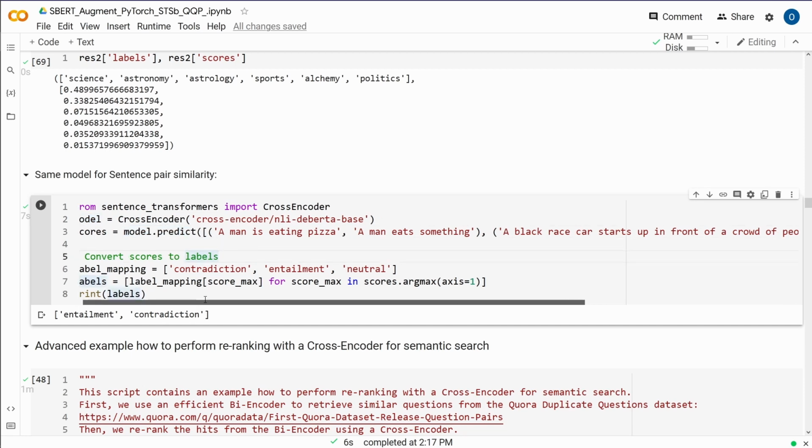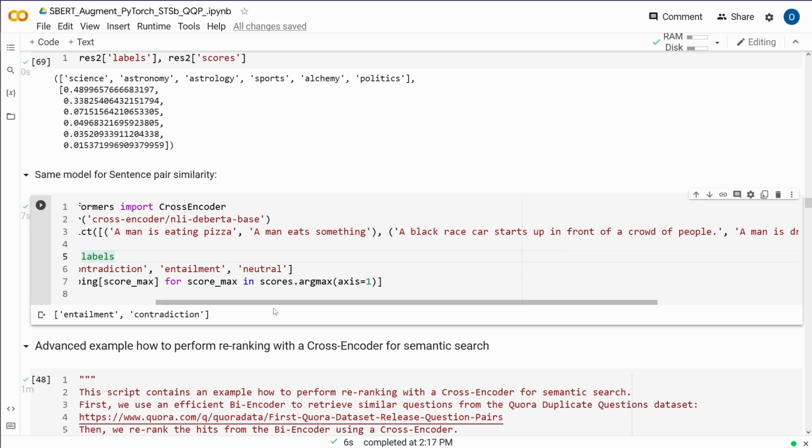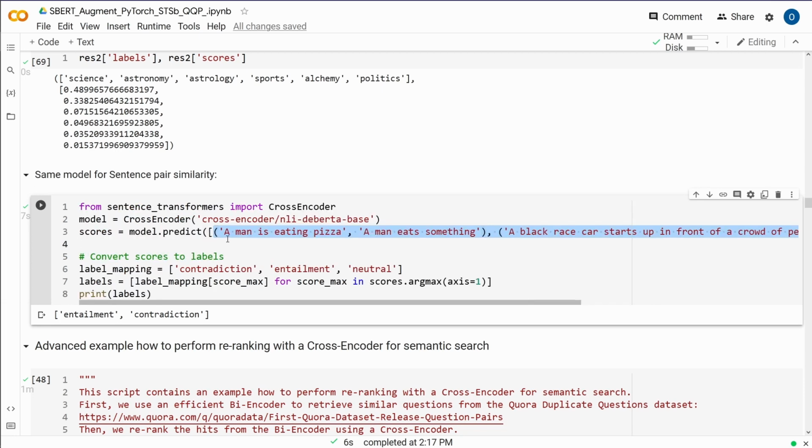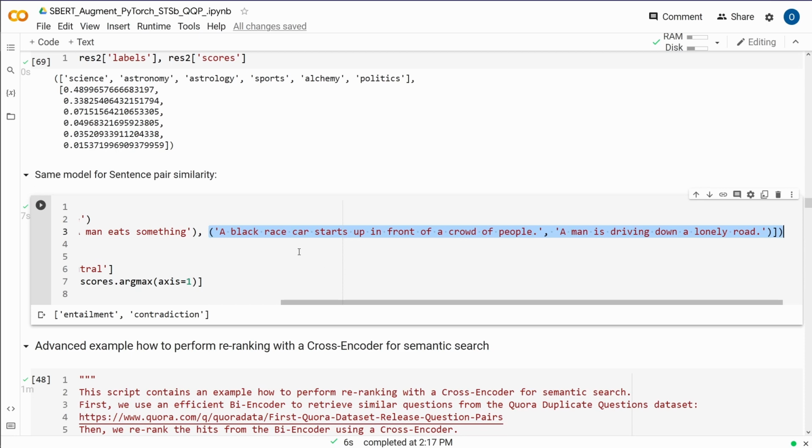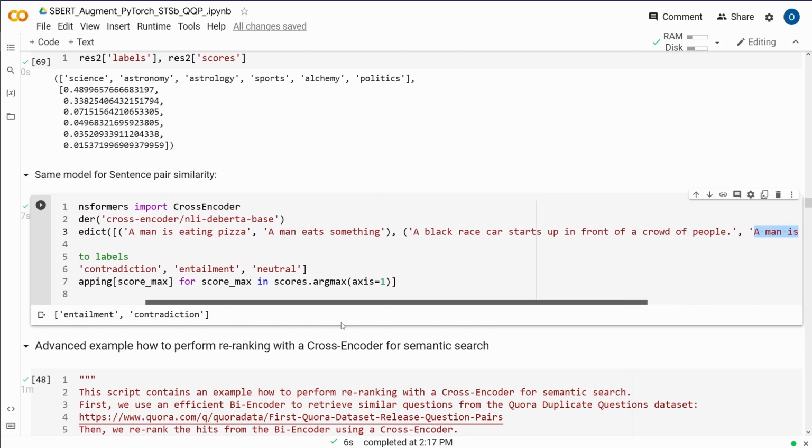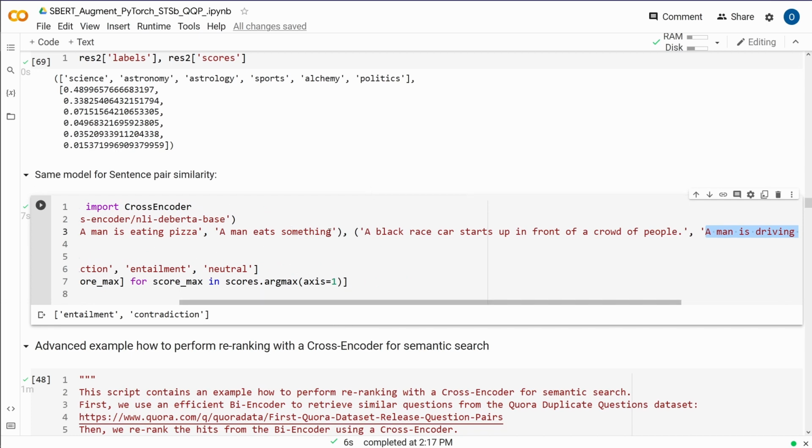And remember, right at the beginning, I told you you have to have 2 sentences in a pair. The first sentence pair is: a man is eating pizza, and a man eats something. Sentence 1, sentence 2 of our sentence pair. And since we have to have a list of sentence pairs, plural, we have here the second sentence pair. The first sentence is: a black race car starts up in front of a crowd of people. The second sentence, my goodness, is: a man is driving down a lonely road. And now guess which of those sentence pairs is related and which is not.